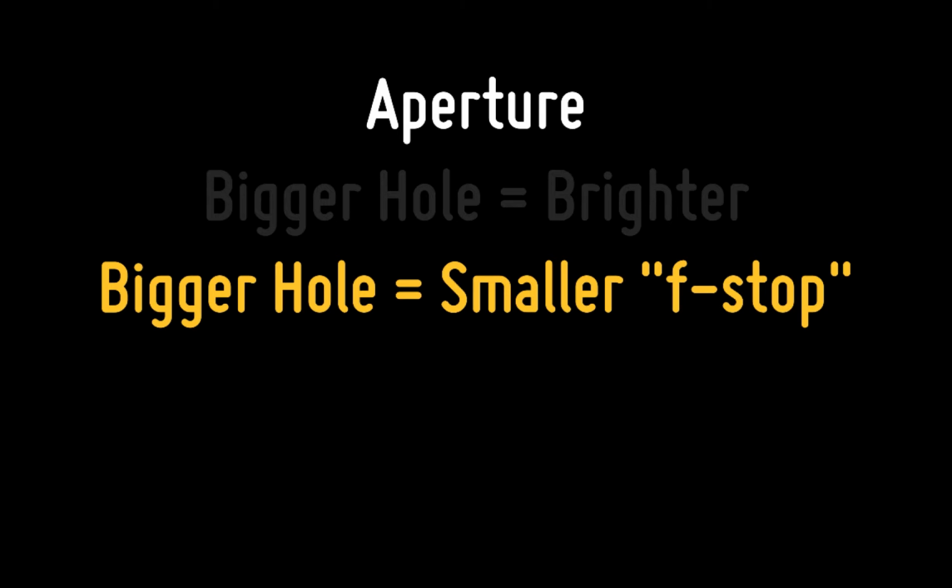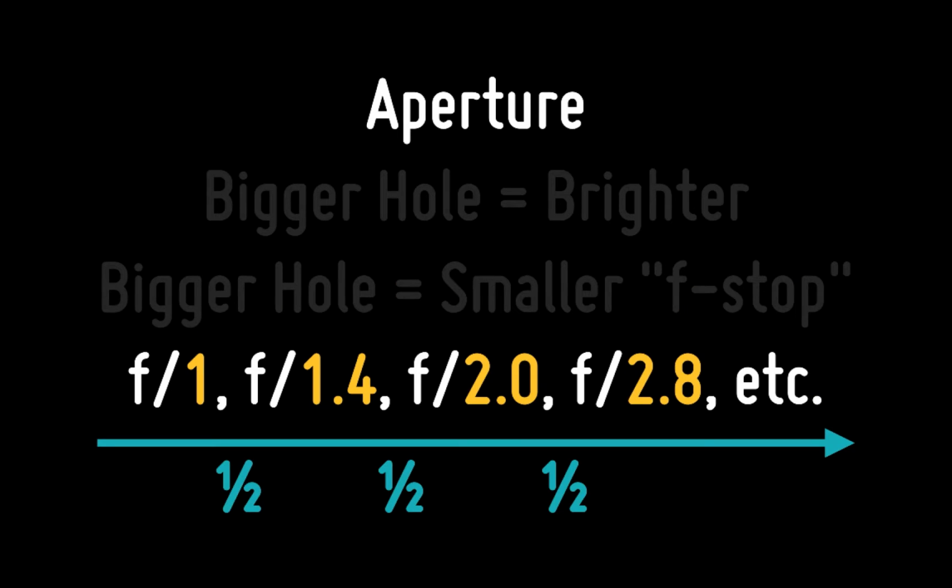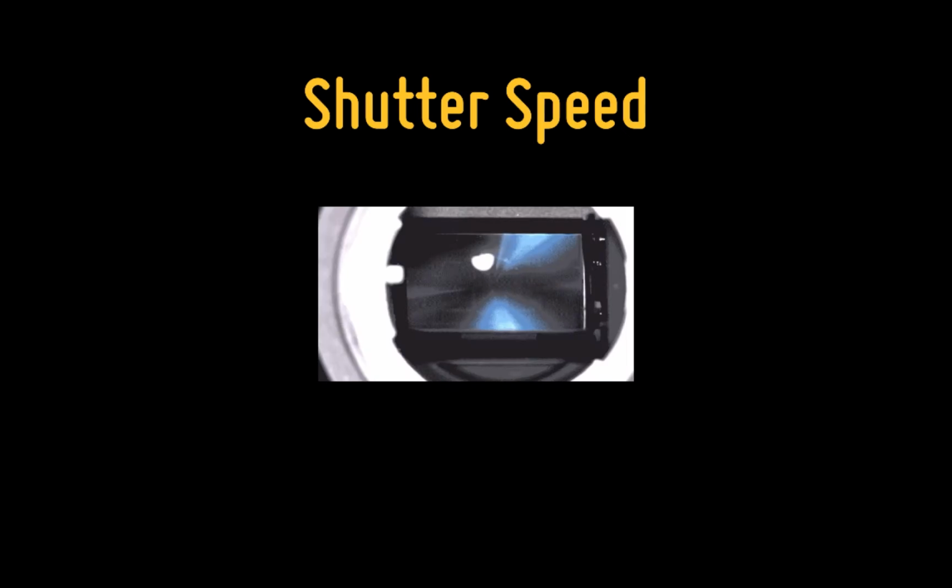If you ever see f numbers on things, what they're indicating is the capacity of the lens to change the size of that hole. It's typically represented in this way: f1, f1.4. The jump between each of these steps is halving the amount of light that gets in, so halving the area of the hole. The second parameter is shutter speed.